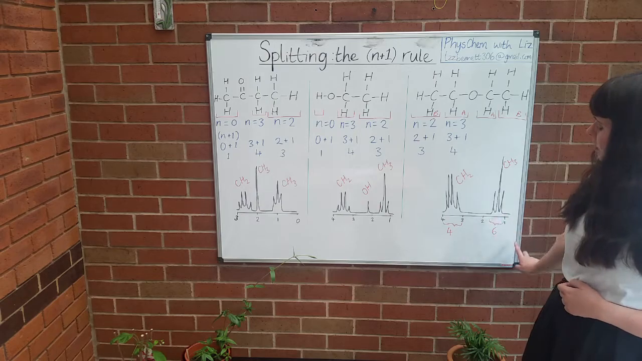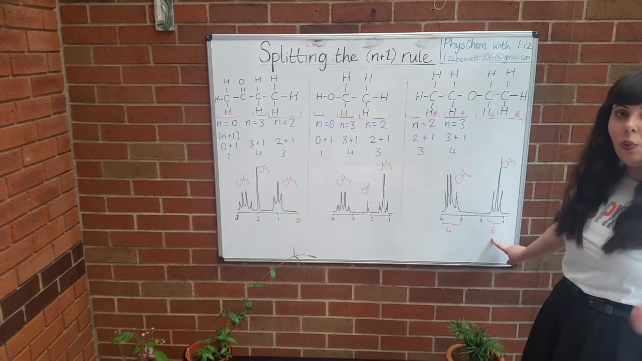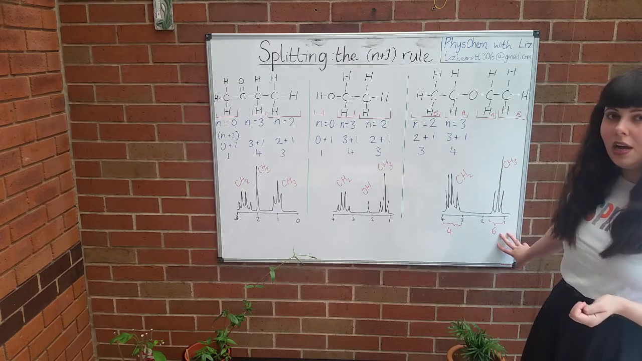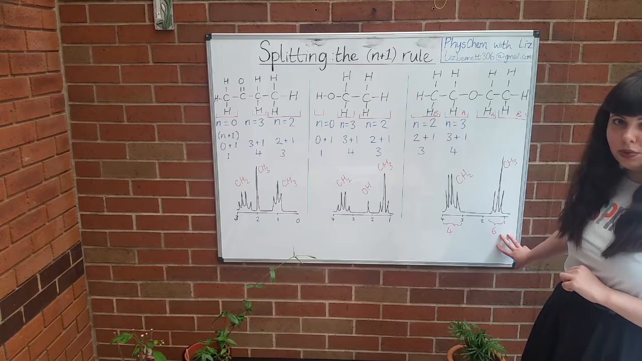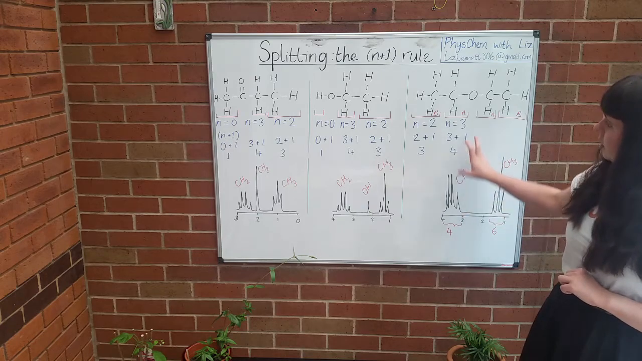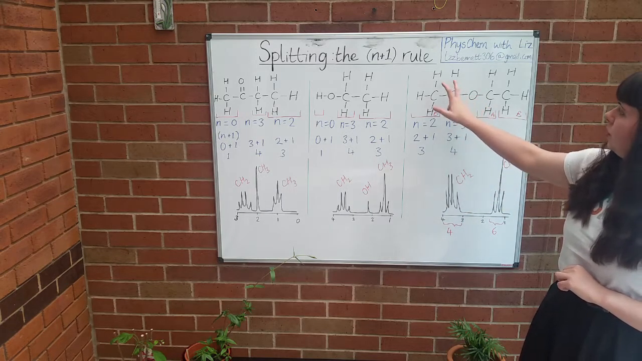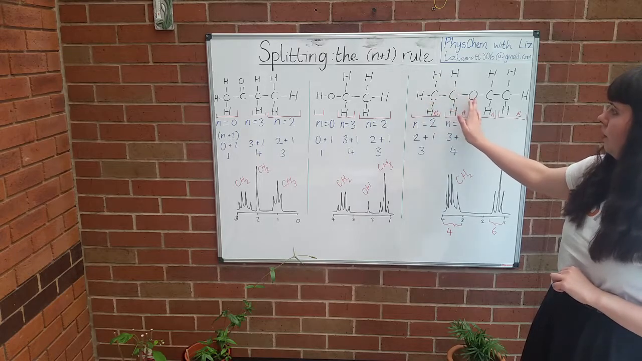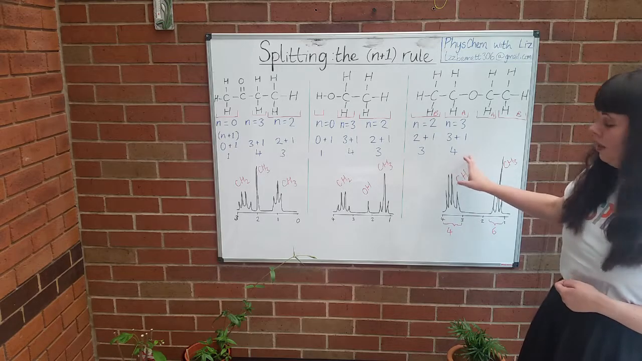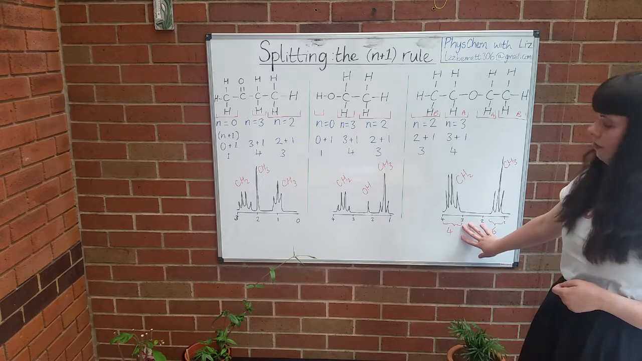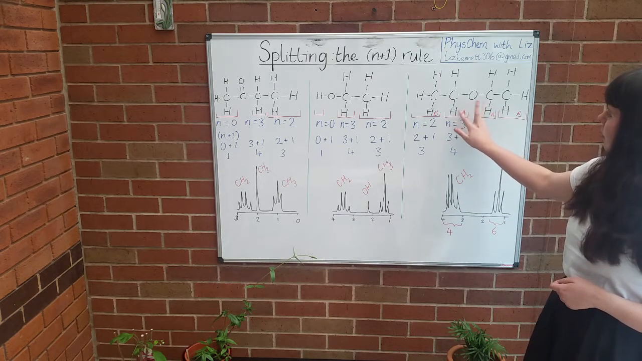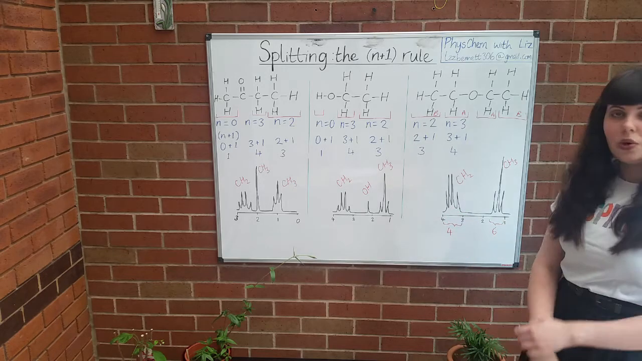Now we're given extra information, the integration, which says this triplet is worth 6, so it counts for 2 CH3 groups. So it counts for both of these. Then likewise with this CH2, it's next to 3 protons, none on this side. So 3 + 1 is 4, we get a quartet, its integration is 4 for the CH2, therefore it's both CH2s which are contributing to that quartet.